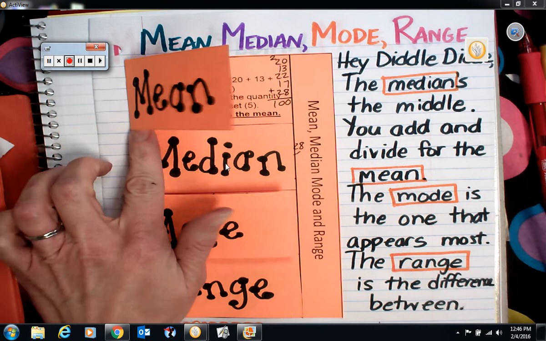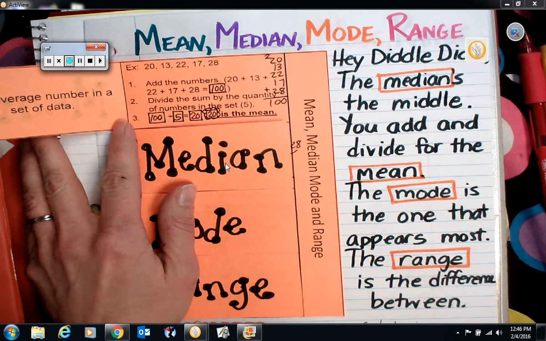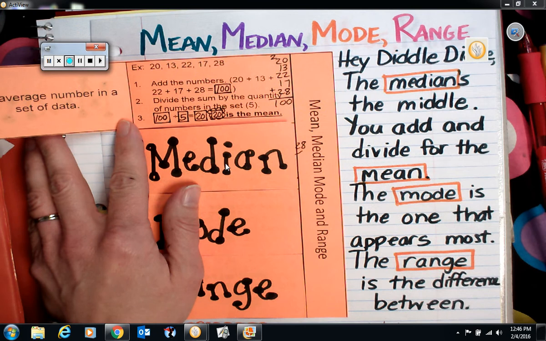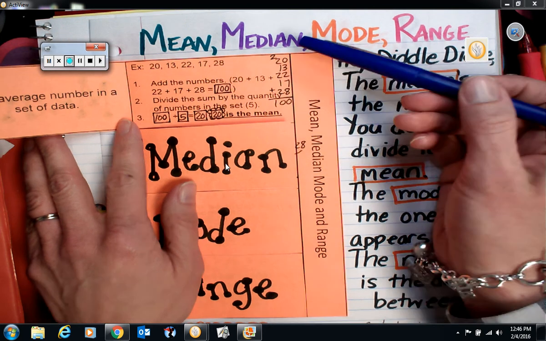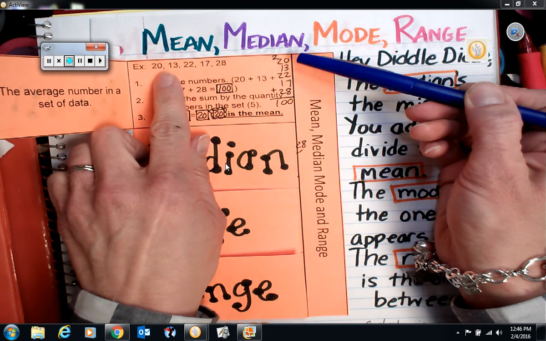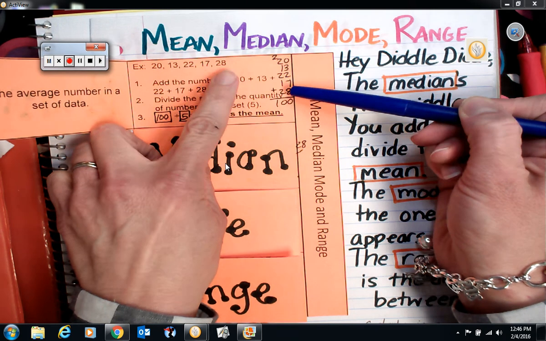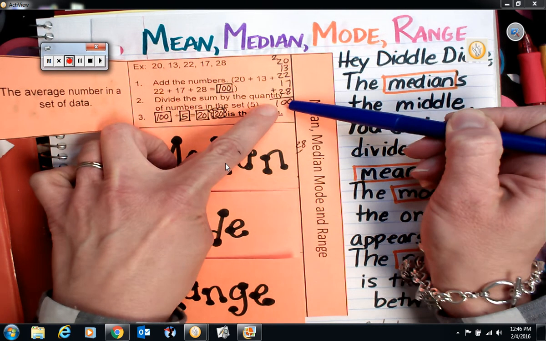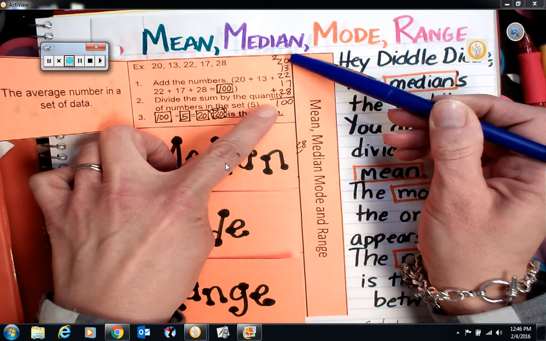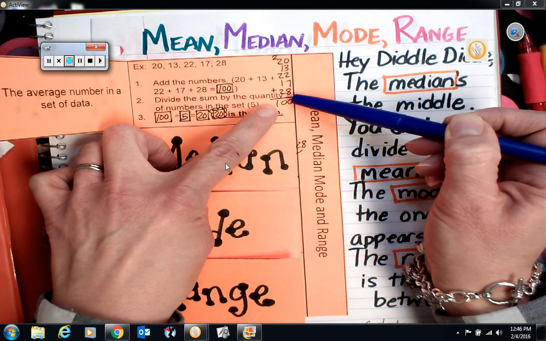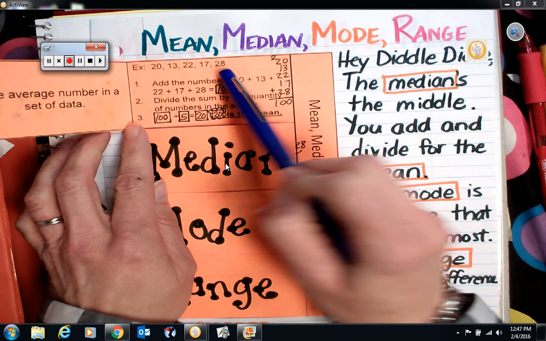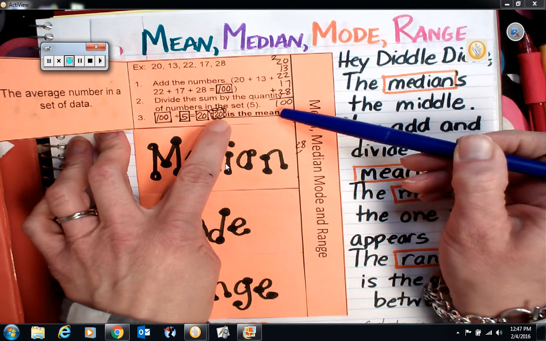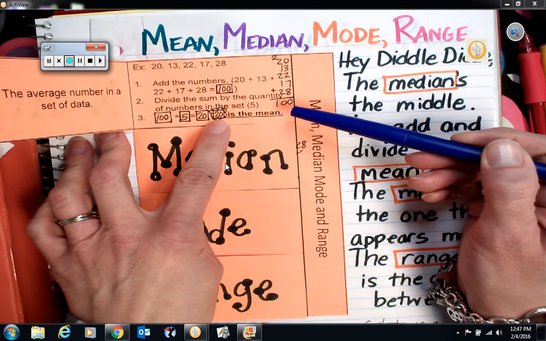The mean is actually the average of a set of numbers. You're going to add the numbers in the set together and then divide the sum by the number of numbers in the set. Here I added all of the numbers in the set, 20 plus 13 plus 22 plus 17 plus 28, and got 100. Then I divided 100 by 5, because I had 1, 2, 3, 4, 5 pieces of data. When I divide 100 by 5, I get 20, and 20 is the mean. So 20 is the average of the set of numbers.